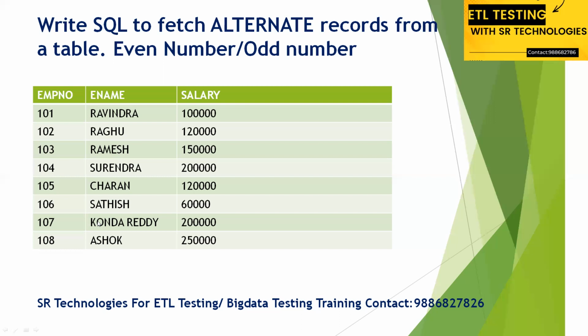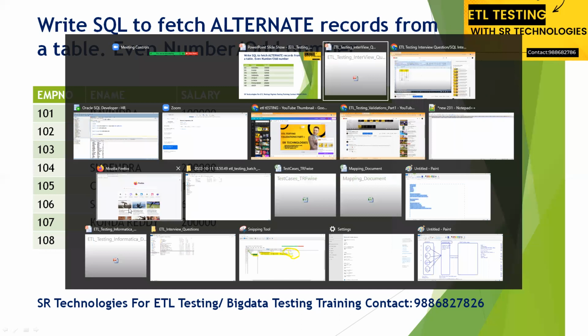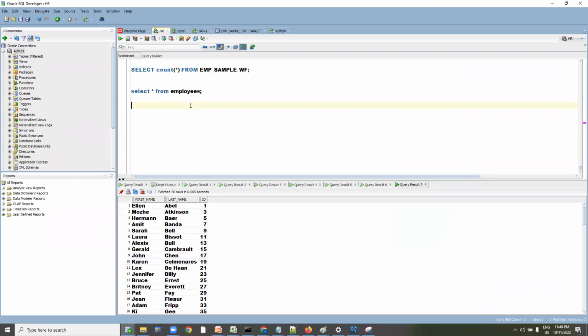Now how can we solve? In Oracle, we are going to solve it with Oracle. First, try to understand this. First of all, what we are going to do: select star from employees. We are going ahead and we are going to write it up, select star from employees.